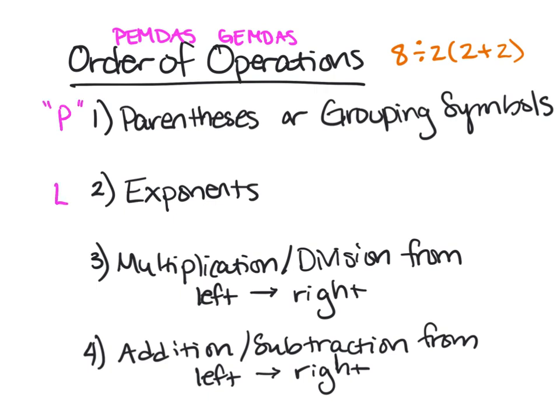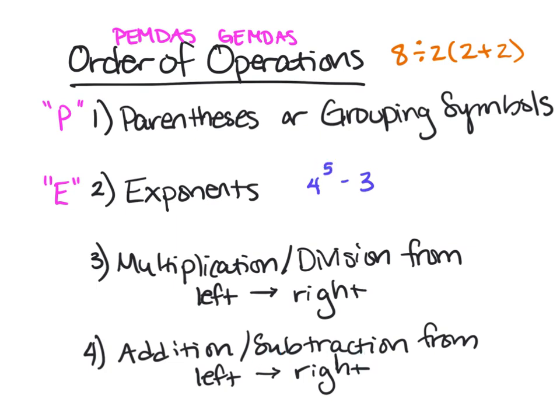E stands for exponents. And so this is like when you have problems where you have something like 4 to the 5th minus 3. This would tell you that the first thing you need to do is first do 4 to the 5th power, and then you would minus 3 because the exponents come before subtraction.